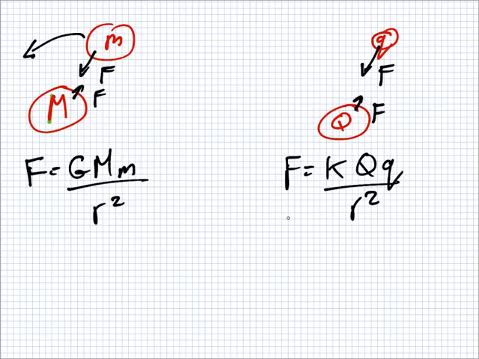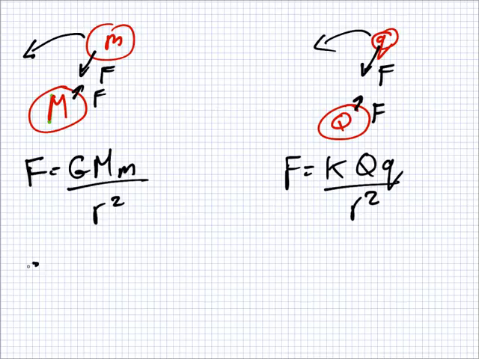Yeah? Charges. Small charge and a big charge. So the small charge will move around the big charge. Yeah, and big mass and small mass, like Earth and Moon. Proton and electron, you know, from chemistry. Can you see how they're actually nearly the same?